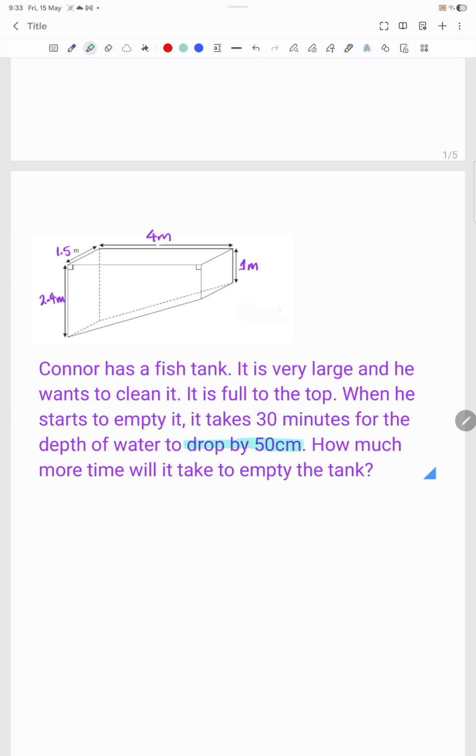And he starts emptying it, and after 30 minutes, the depth of water in the fish tank has dropped by 50 centimetres. So here we can see that the depth on this side is 2.4, and the depth here is 1 metre. So what that's saying is that after 30 minutes, the water depth has gone down by that much. And that really helps us because it shows us that the water going out, mentally, you can think of it as just forming a cuboid of water that's leaving the tank, because the depth is always going to be even across the top.